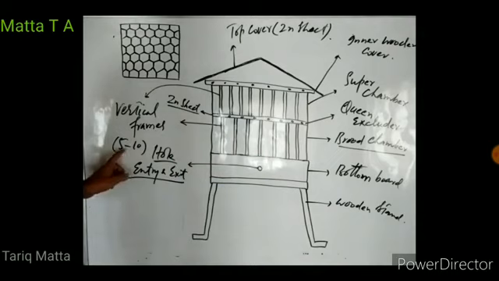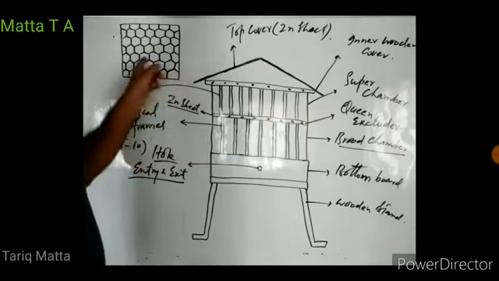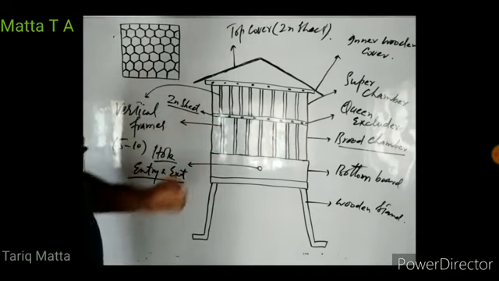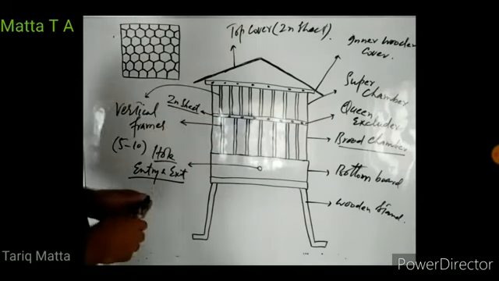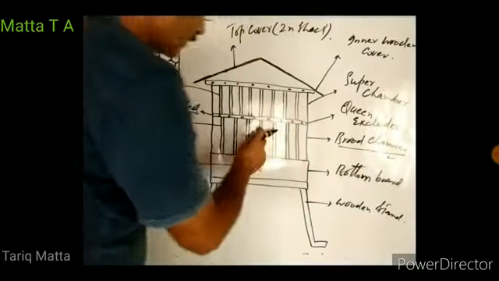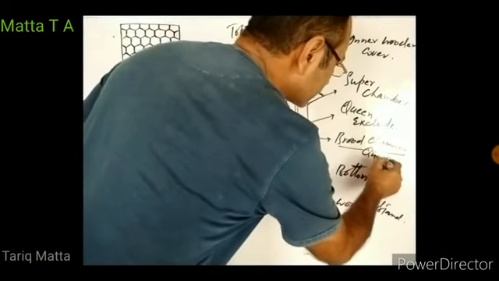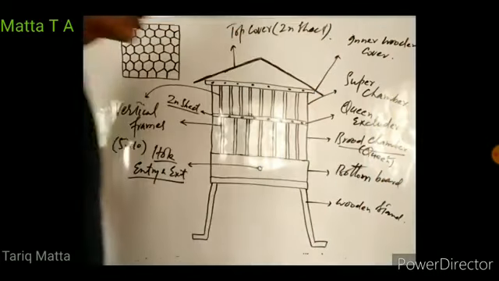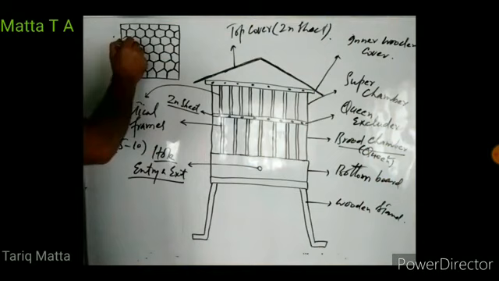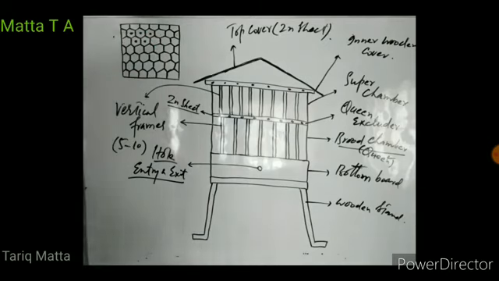There are 5 to 10 vertical frames, so that means it can accommodate 5 to 10 comb foundations, right? In this brood chamber, the queen also resides. So the queen lays her eggs into these comb foundations.